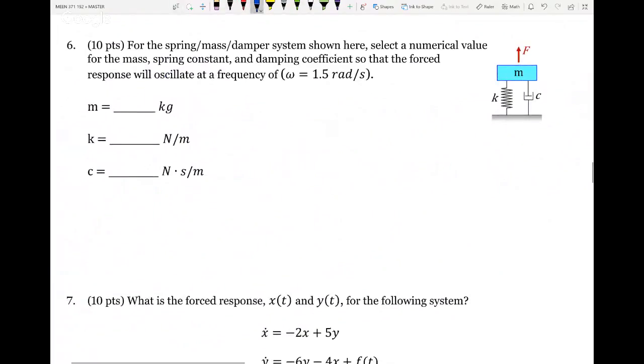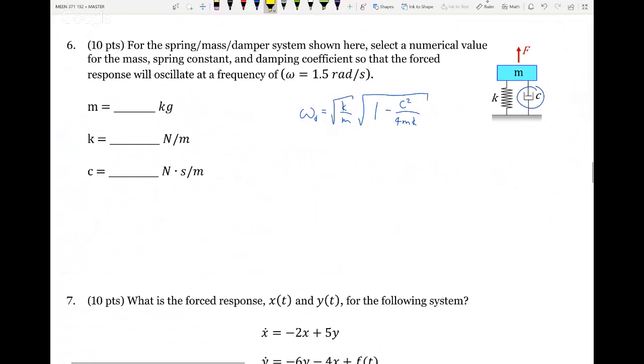Here we go, a mass spring damper. We do not want to treat this like it is oscillating at its natural frequency, because we do have this damper here. When there's damping, it's going to oscillate at its damped frequency rather than its natural frequency. The formula for that is: the damped natural frequency is the square root of k over m, times the square root of 1 minus c squared over 4mk.